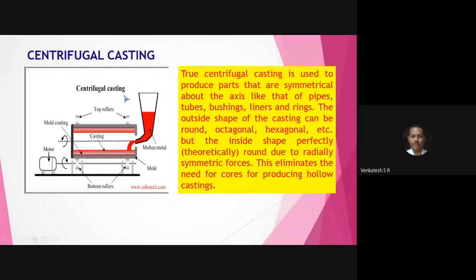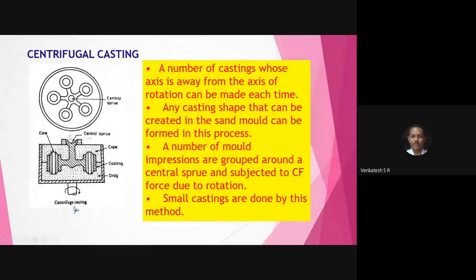Write down centrifugal casting process. Centrifuge casting process.